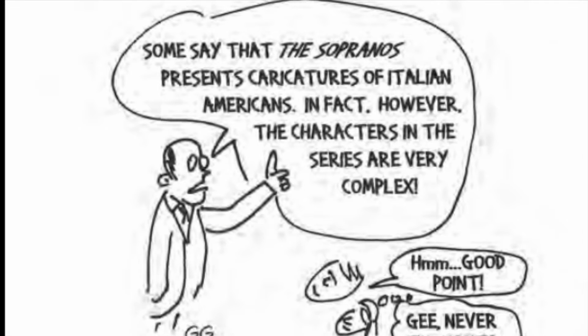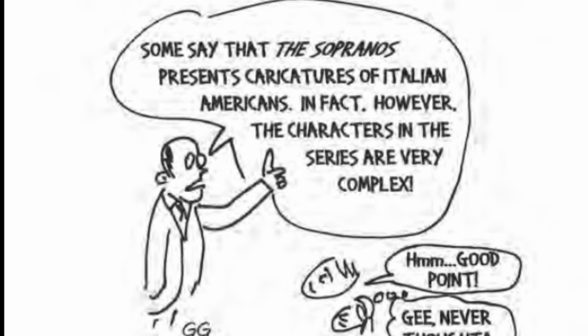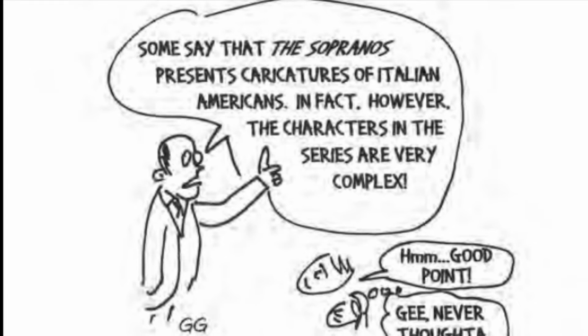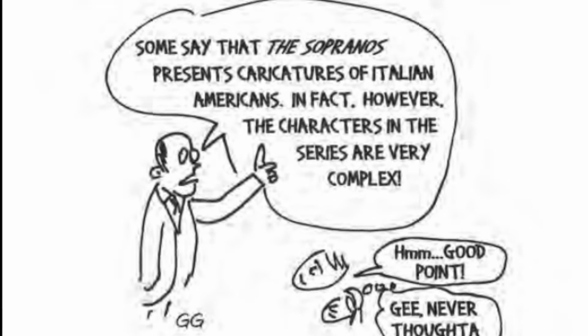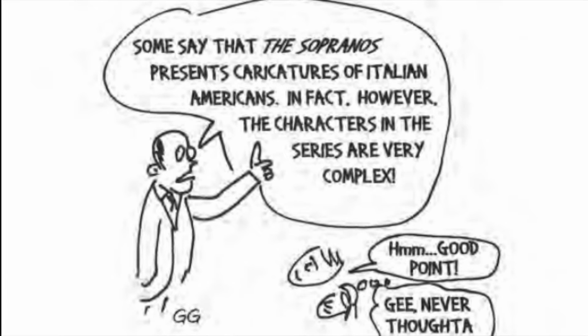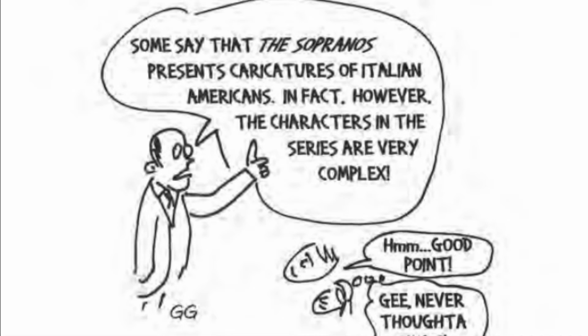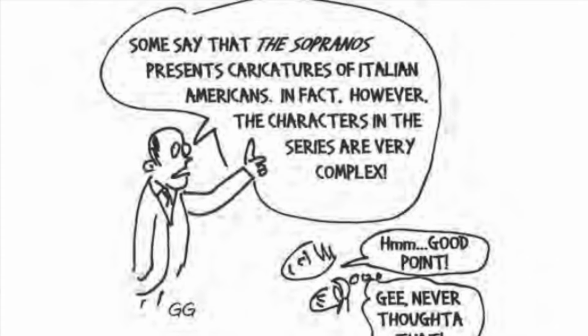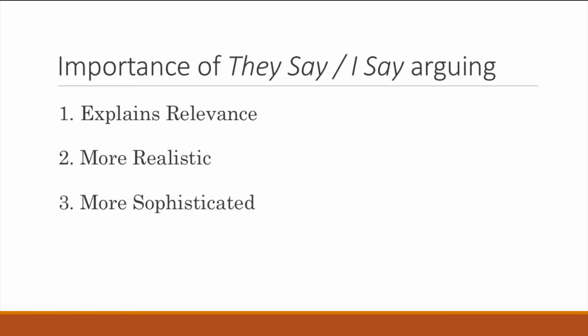So as you will have learned from the reading, one of the key moves in academic writing is to emphasize how your argument, your thesis, differs from the position of somebody else. How your I say differs from their they say. This is important because 1, it explains the relevance of your argument for your reader, and 2, it is more realistic since we only ever really argue with someone if we are first provoked, and 3, most importantly, it helps us become more sophisticated and critical thinkers.